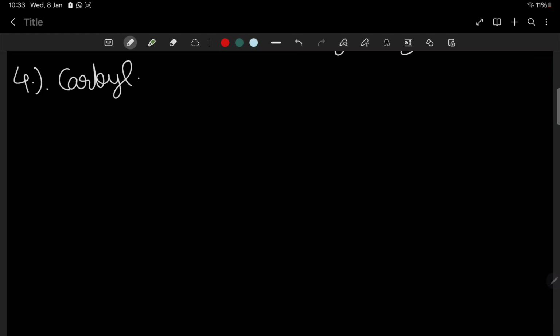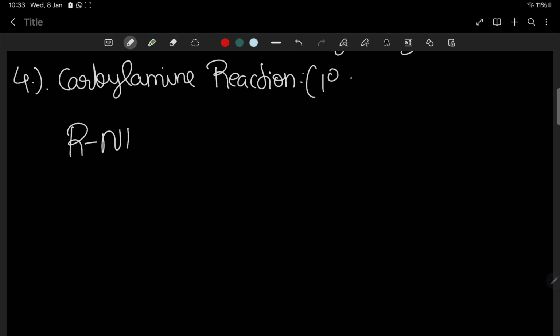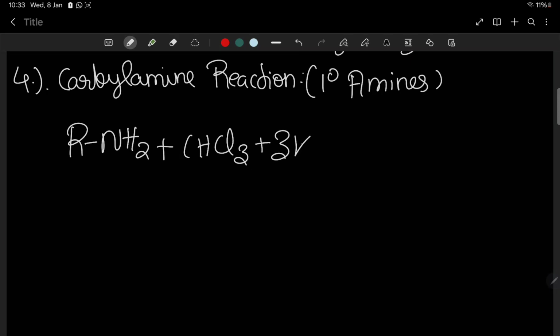the carbylamine reaction. What is this reaction? Take a primary amine. This reaction only works for primary amines. Take a primary amine, add CHCl3, chloroform, plus 3KOH, and heat it.